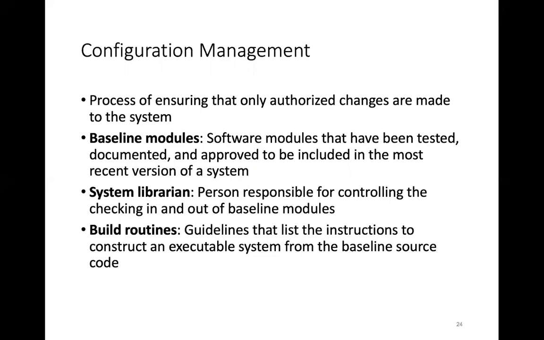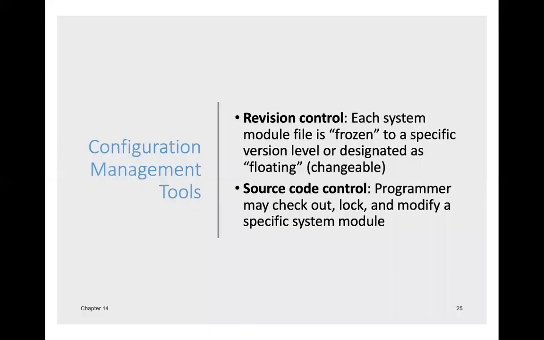So the system librarian is the person for controlling the checking in and out of baseline modules. And then the build routines are the guidelines that list the instructions to construct an executable system from the baseline source code. Okay. From a configuration management tool perspective, there are two general types of configuration management tools. Revision control. This is where each system module file is frozen to a specific version level or is designated as floating, i.e. changeable. So frozen means unchangeable, otherwise floating is changeable. And then source code control, this is where a programmer may check out, lock, and modify a specific system module.